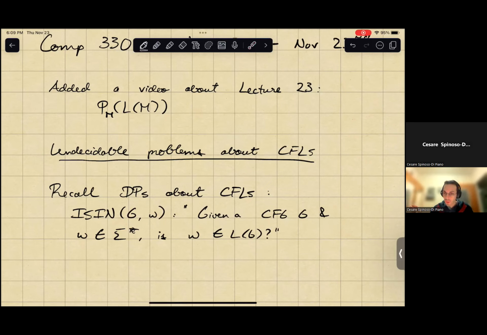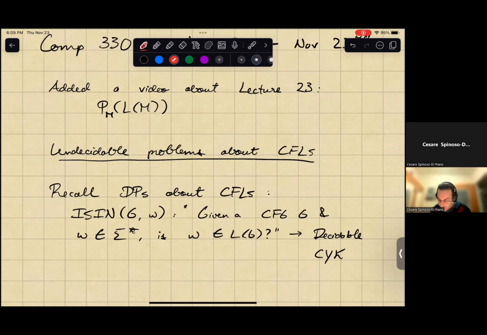Okay, so the first decision problem about CFLs and consequentially about context-free grammars was the is-in problem. And we saw that this problem was decidable. In fact, it was efficiently decidable through the CYK algorithm. And really, this should be the CYKS algorithm because the actual discoverer of the algorithm had as last name S for Sakai. So really, this should be the CYKS algorithm.